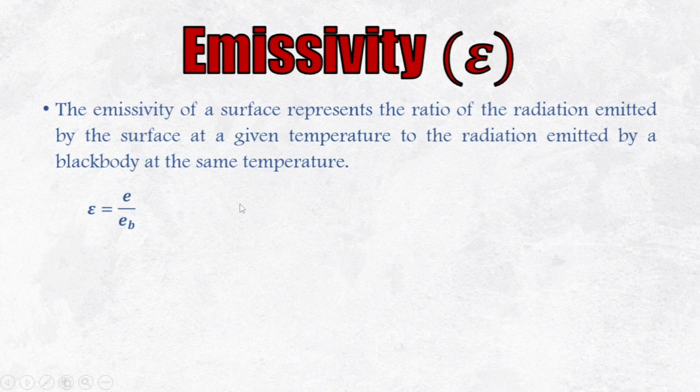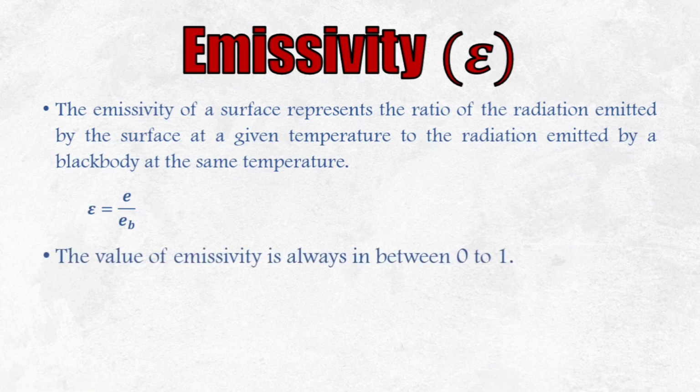If we try to find the emissivity of a black surface, the emissive power of the black surface divided by the emissive power of the black surface will get cancelled, and the value of emissivity will be equal to 1 for a black surface. So the value of emissivity should always be between 0 and 1.